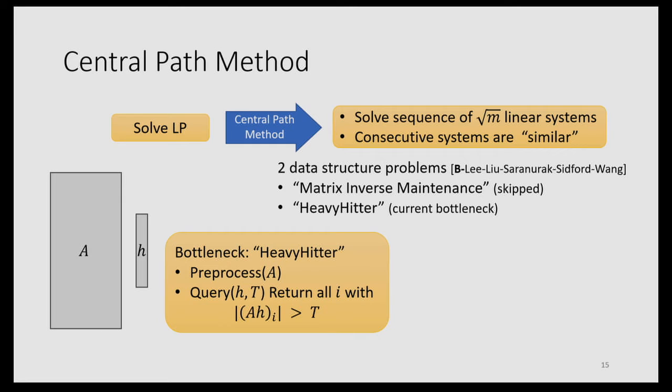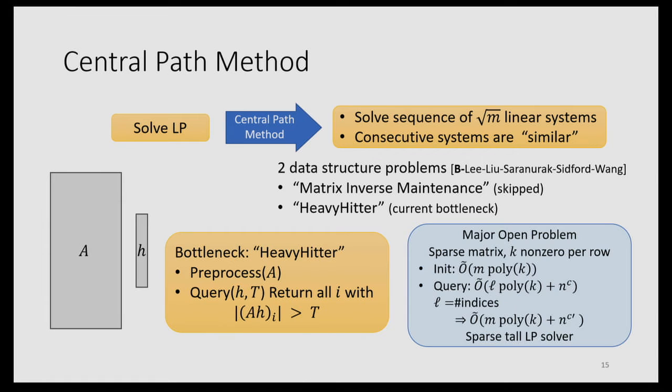A major open problem is that we have no idea how to solve this for sparse matrices. We have something that's optimal if the matrix A is dense, but for sparse matrices, we have no idea how to solve this efficiently. So an open problem is, given a sparse matrix, let's say k non-zeros per row, can you preprocess that? Oh, I didn't specify what m is. m is the height of the matrix, this larger dimension here.